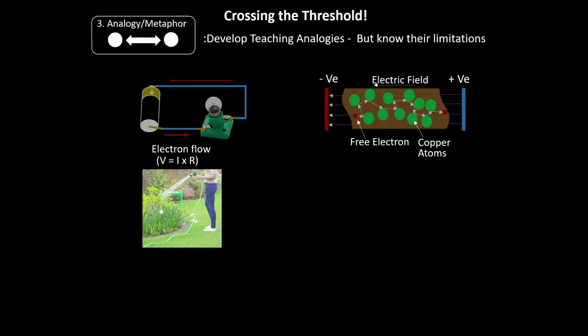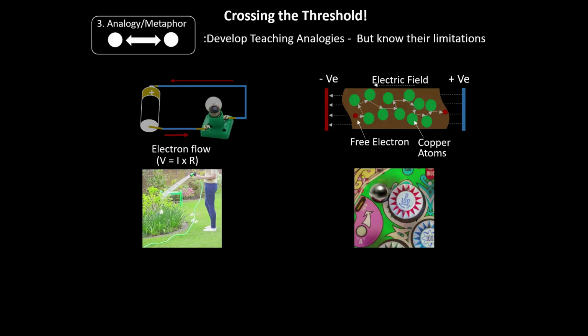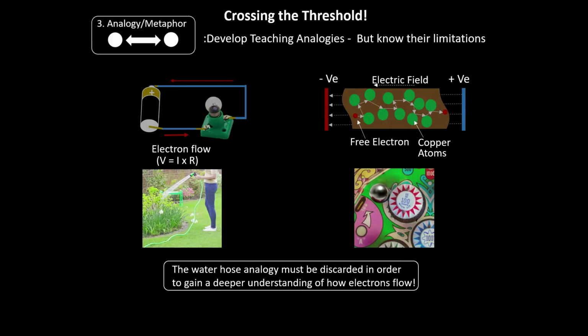Using the water hose simply doesn't apply here. We need a different analogy. And in actual fact, something like a pinball machine would be a great way of describing it. So this is just the caveat about using analogy. The water hose analogy must be discarded in order to gain a deeper understanding of how electrons flow.